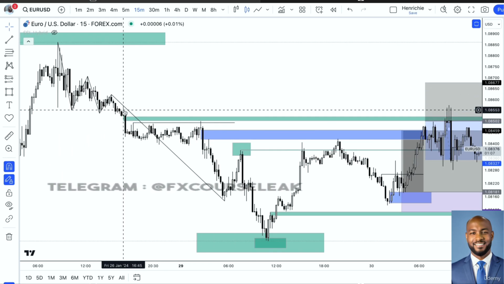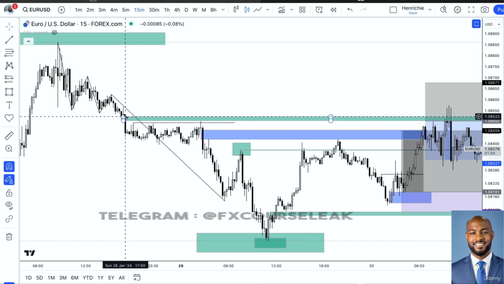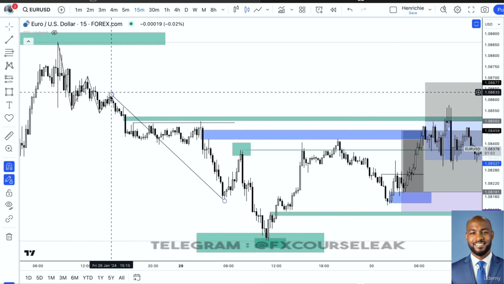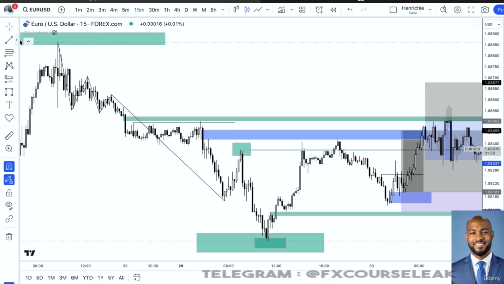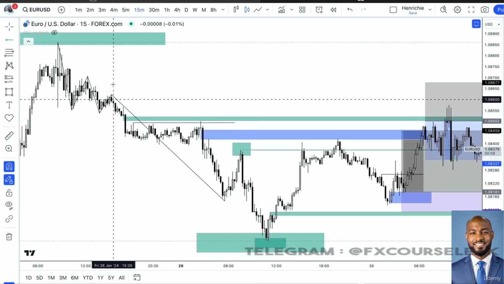So this right here, I was anticipating for price to come in here, candle without wicks as well. So this is the high, this is the low, and that is why my stop loss was above this high right here.